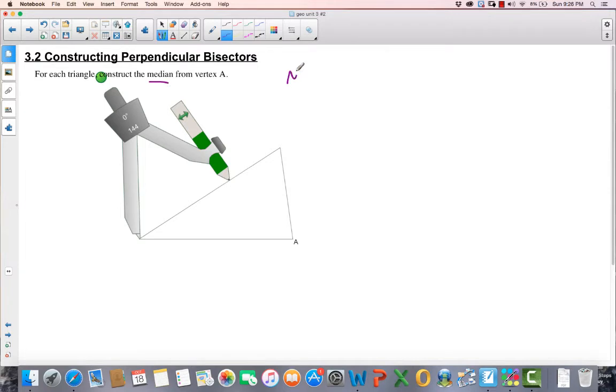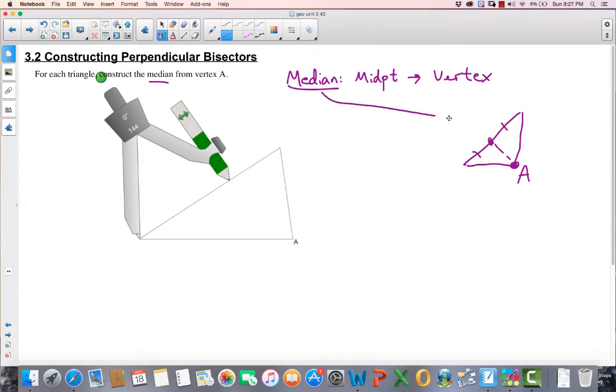Okay, and the definition of a median is that it goes from a midpoint to a vertex. Okay, so on this triangle here, I'll kind of just draw what we have. If we call this A, our median is going to go from here over to this midpoint. Right, so this median in this situation, we want to get that line. Okay, so to do that, we need to construct this midpoint.